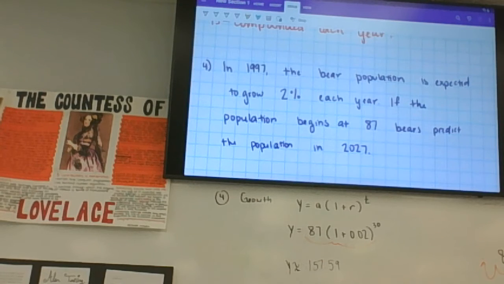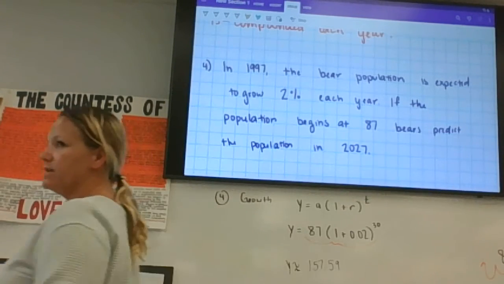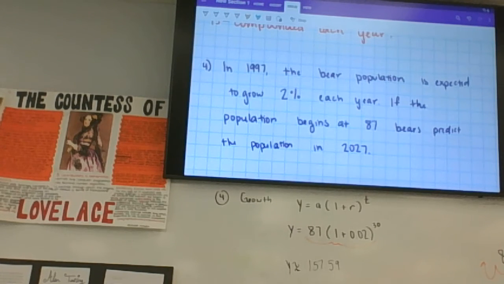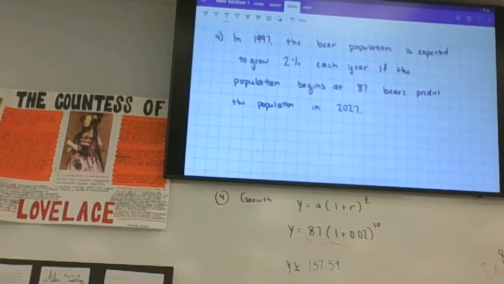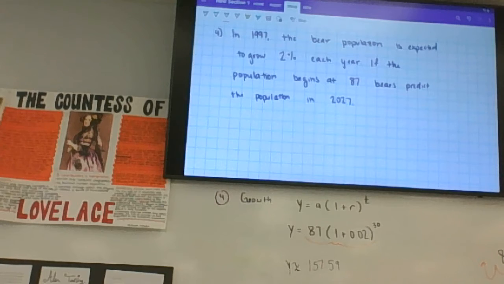Who's got a question about the calculator? Okay. What's something that decays naturally? Anybody? Yeah, let's do a different problem. I'm going to make this up. This 2% thing actually came from a real problem. I'm marking it right now. I'm going to put it up.